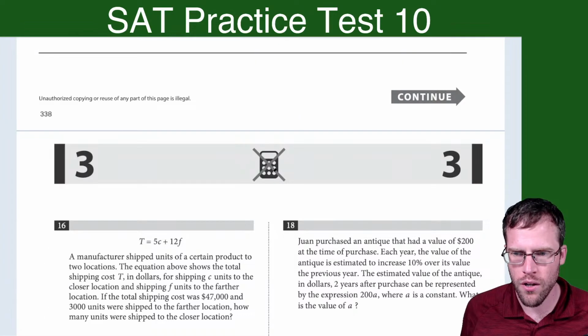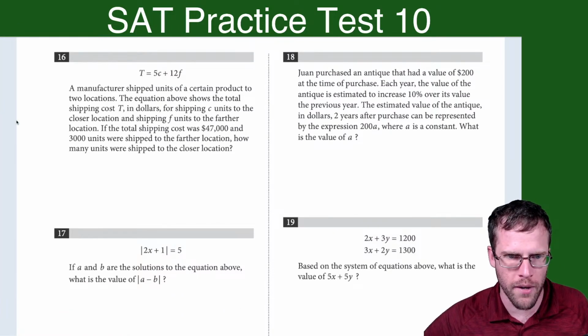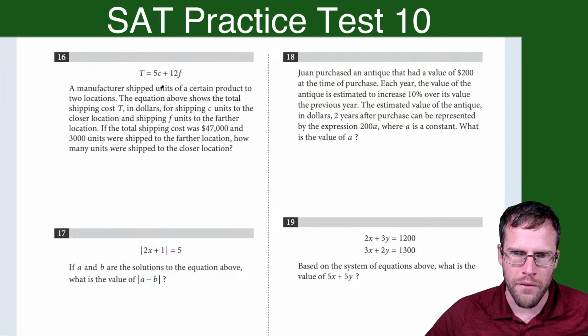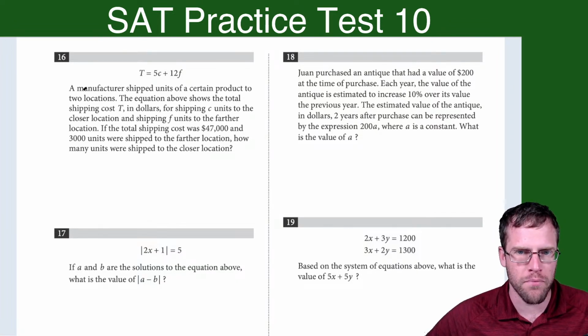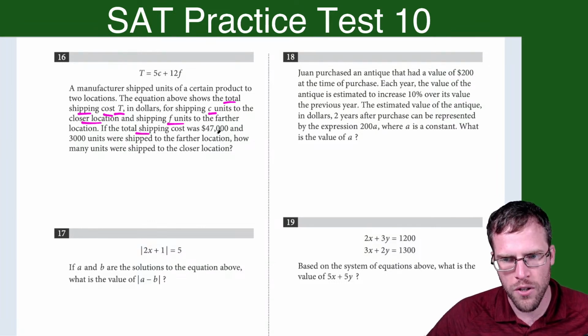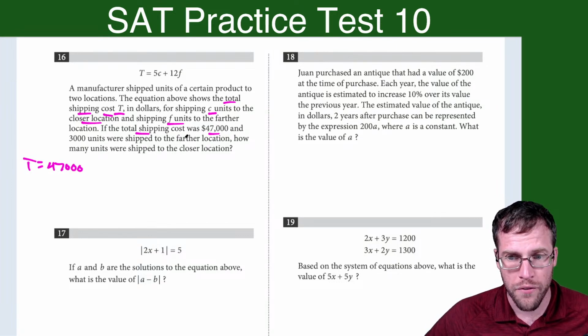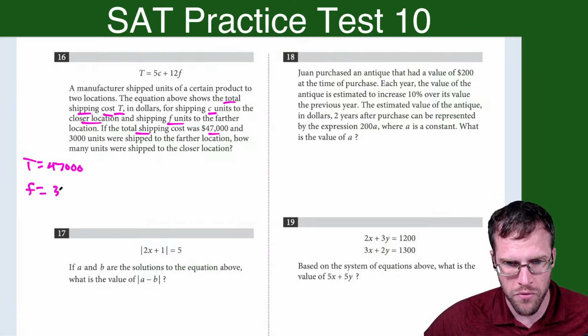Moving on to the free response. So question 16, now we actually have to be able to do all the math. We can't really do guessing and checking. So we have a manufacturer shipping units of a product. The total shipping cost is capital T in dollars. C units, so C stands for closer location. Shipping F units to a farther location. So F for farther, C for closer. Total shipping cost was $47,000. So capital T is $47,000. And they told us 3,000 units were shipped to the farther location. So lowercase f is 3,000.